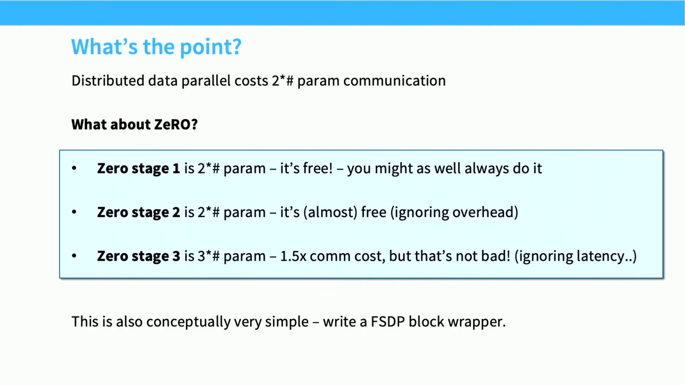Okay, so when we look at the different ZeRO stages, right, DDP, the naive data parallel, costs 2 times parameters, right? It was a single all-reduce.